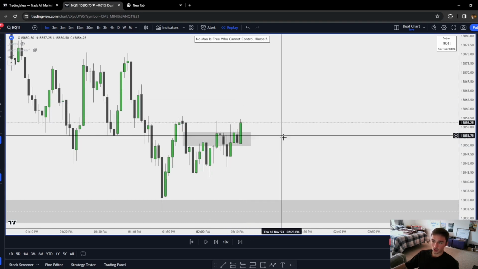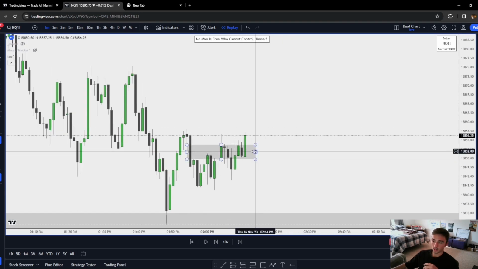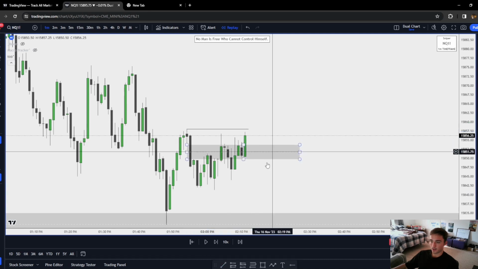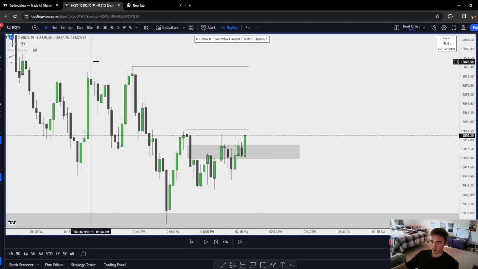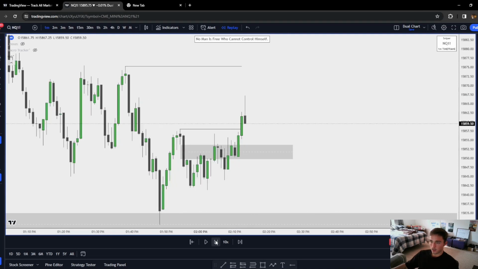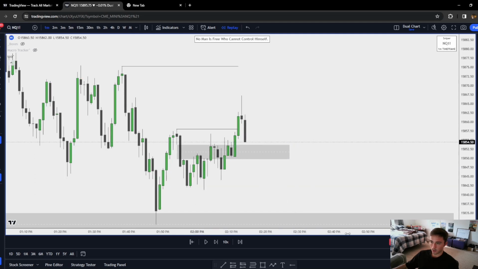So now that we have just closed above it, what should we do? We should rotate back into this and then continue higher to at least take out this high. But you should take your first partials up here because we have equal highs. So now we get displacement higher. We never ended up trading in here. Actually, we might.